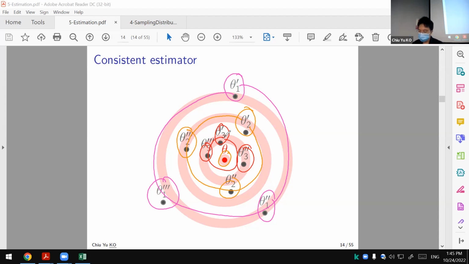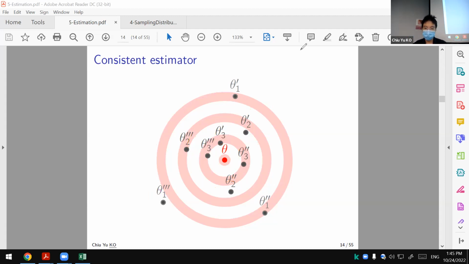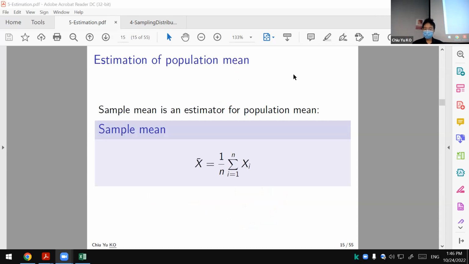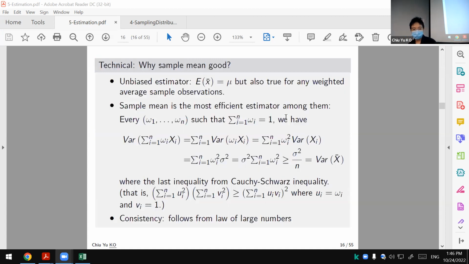So we will use these several properties to evaluate what we have done. The first thing is our popular friend, the sample mean. This is something that we'll be using all the time, and we have been using it, right? There are many things here, but I just want to highlight several points. First is unbiased. Second one is efficient. The third one is consistent.